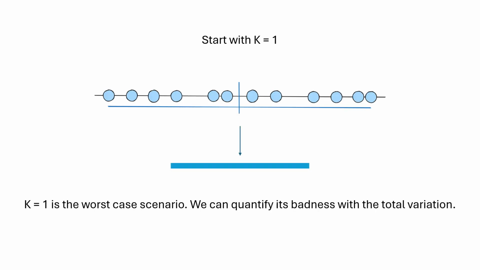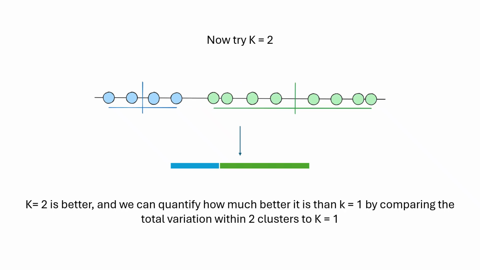Let's start with the extreme case, that is k equals 1. The entire data set is treated as a single cluster. This is the worst case, as you can see in the diagram. The variation is very high here. Next we run k-means for k equals 2. The total variation within each cluster here is significantly lower than when k was 1.